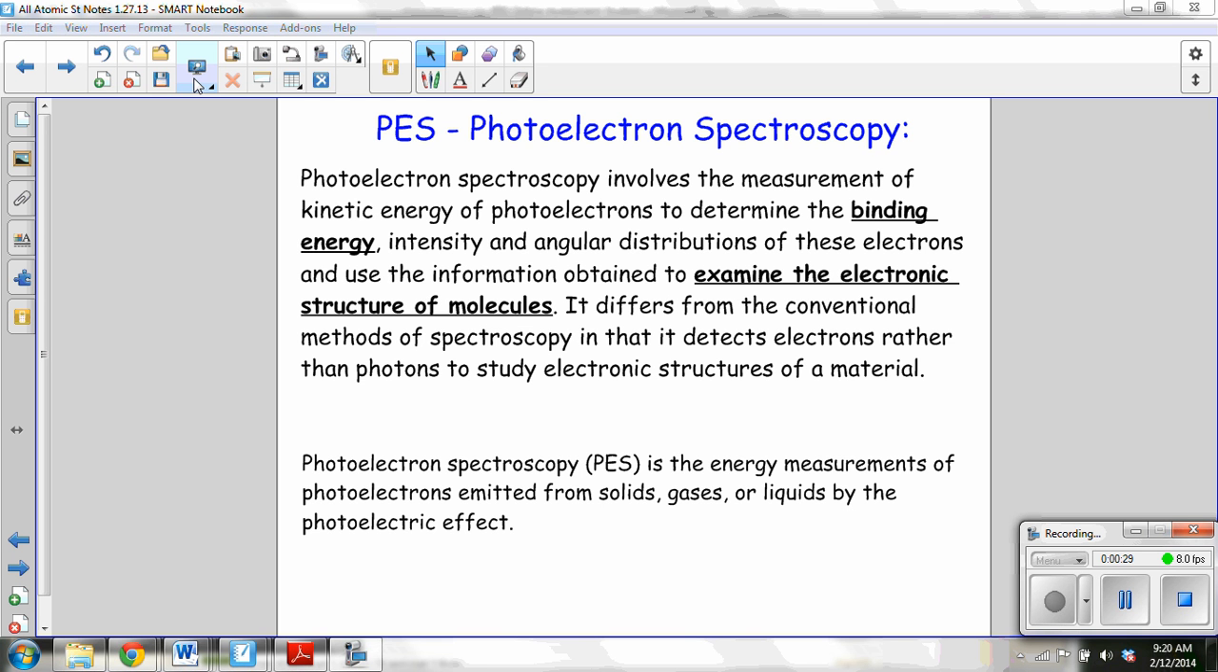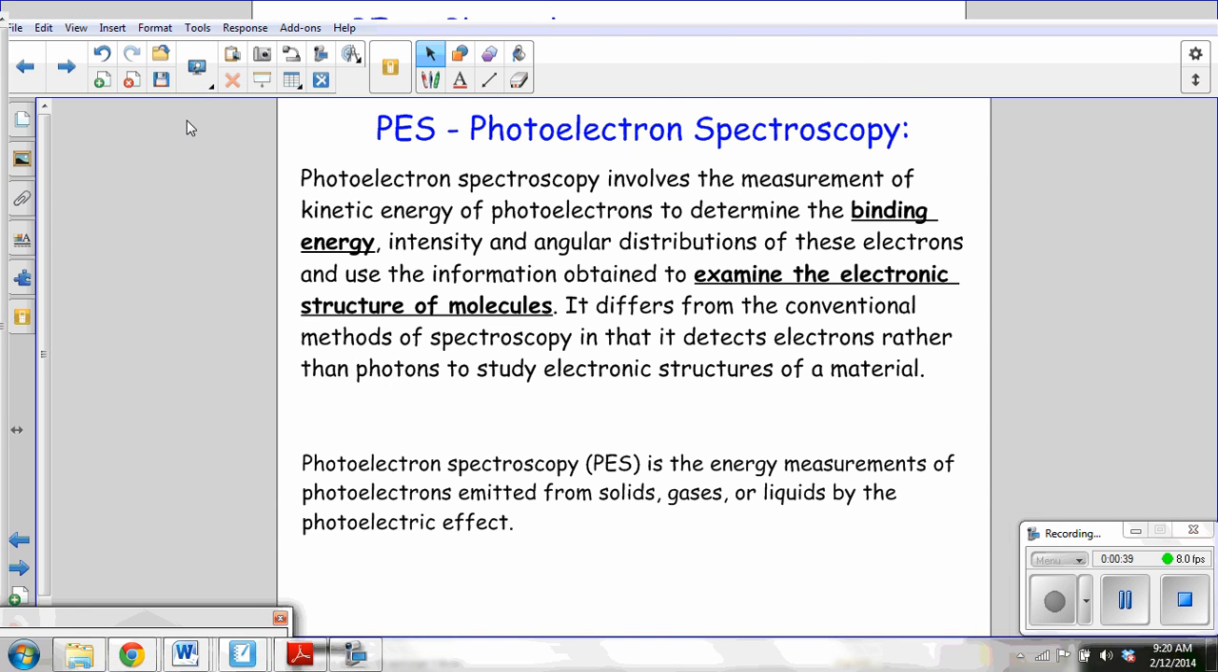So I'll talk through some of the background and some of the theory behind this and the shell model, and then we'll do some examples, and then you're going to go online and do some of the examples that College Board has put out. So here we go.